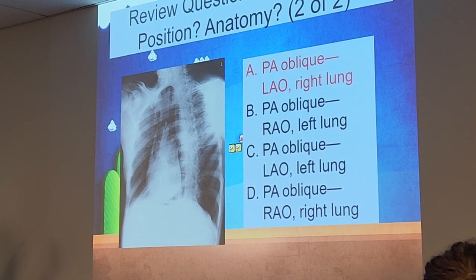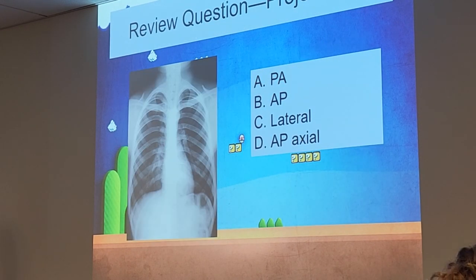On the posterior obliques, the side that's touching the IR is the one that's elongated, and on the PA obliques, the side that's not touching the IR is elongated. We're going to come back to this. I'll re-explain at the end of class if you need. This is what people have the most trouble with, so I'm not surprised we're having trouble with it.